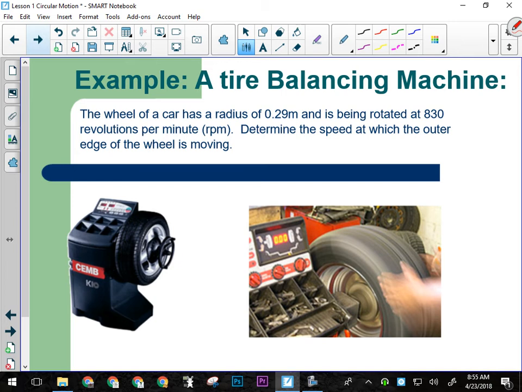All right, so a very common application of this is in balancing tires on a car. Okay, if your tires are not properly balanced, you're going to notice it. At certain speeds, your car will basically start to shake. But then once you get past that speed, it'll smooth out, right? And then you'll notice that there are certain speeds where that happens.